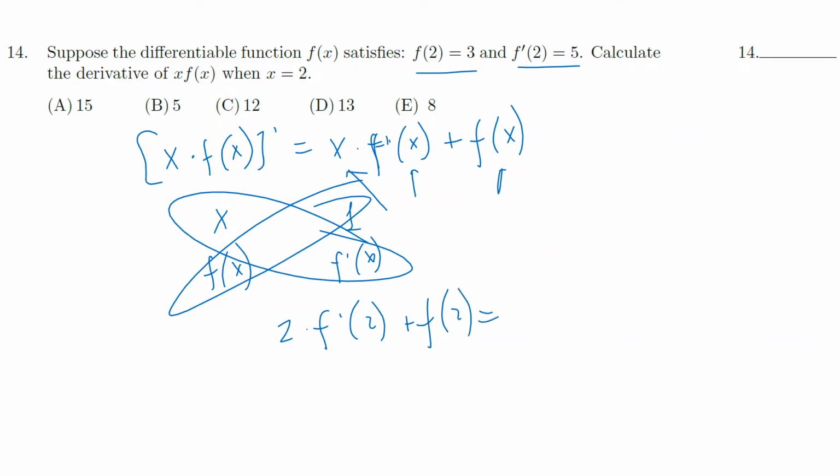Now, f prime of 2 is equal to 5, so it's 2 times 5. f of 2 is equal to 3, so it's 2 times 5 plus 3, which is just 13. The answer is D. Moving on.